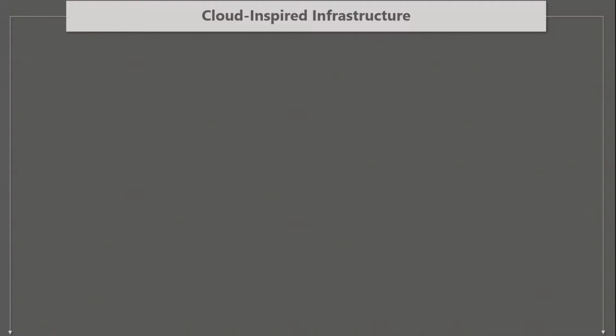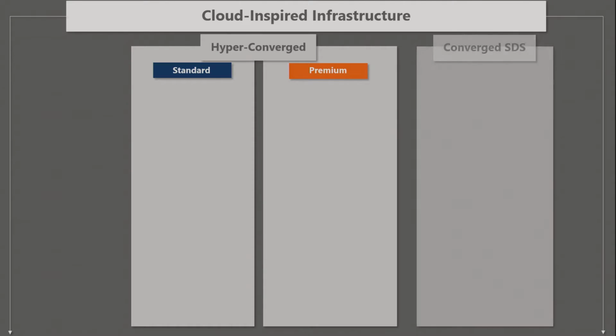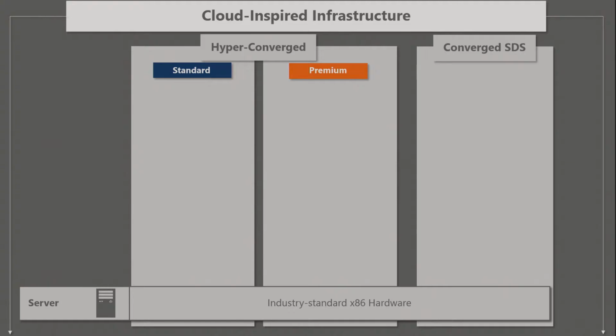So now let's look at the type of offerings that we do in the program. We have talked about hyper-converged at a high level and converged SDS. Those are the two main categories of offerings. Within hyper-converged, there are two flavors, standard and premium. I'll start building the stack here, like what's included in these offerings, right? Everything is based on standard x86 servers, x86 hardware. That's pretty much standard for all offerings.